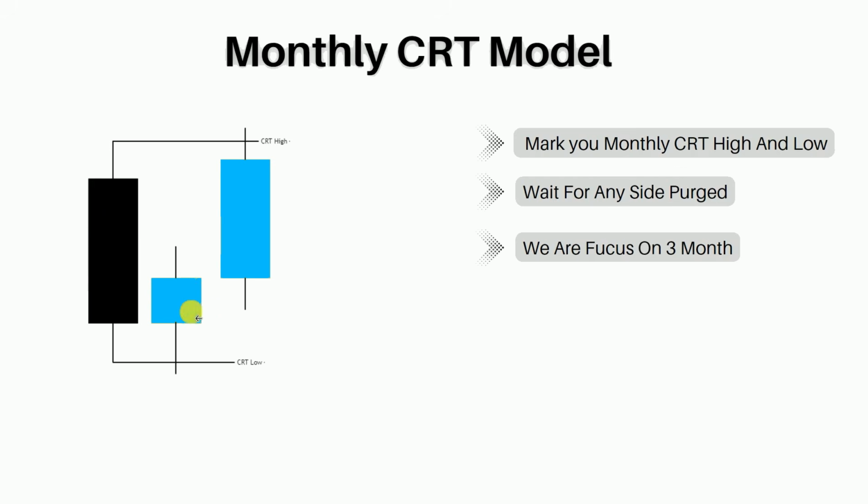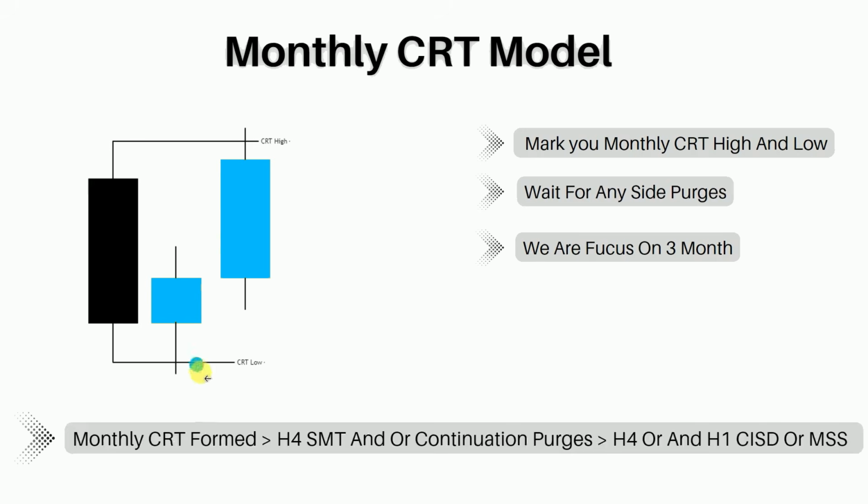Once the market clears the liquidity of the previous CRT high or CRT low, we then drop down to the H4 time frame. On H4, you will see smart money distribution. After that, you will see continuation purchase. On the H4 time frame, you must identify a change in the state of delivery. If you get this confirmation on H1 or H4, that is even better.